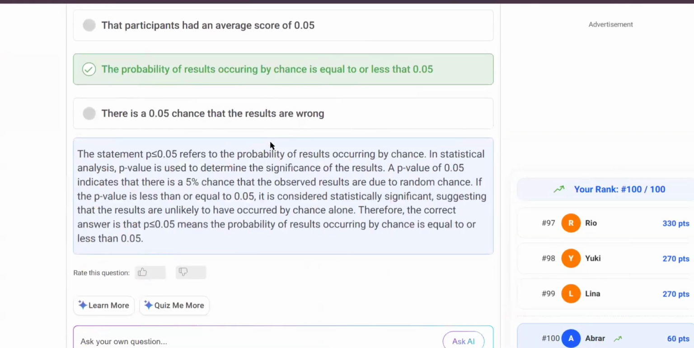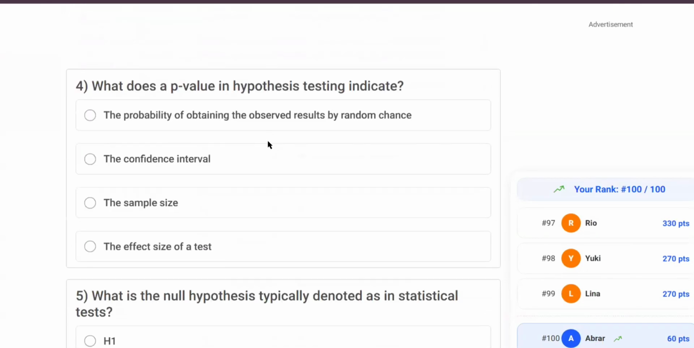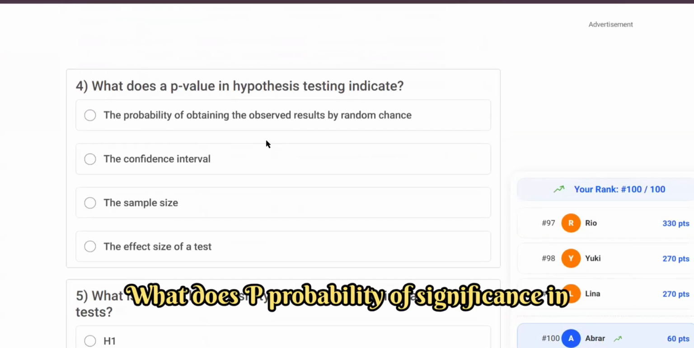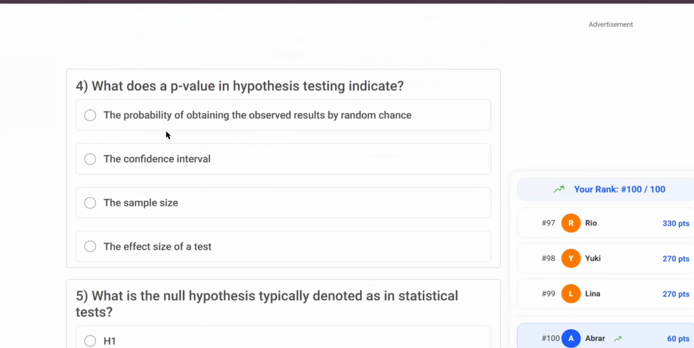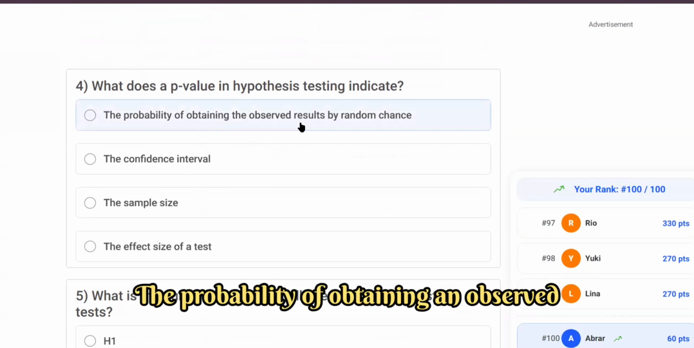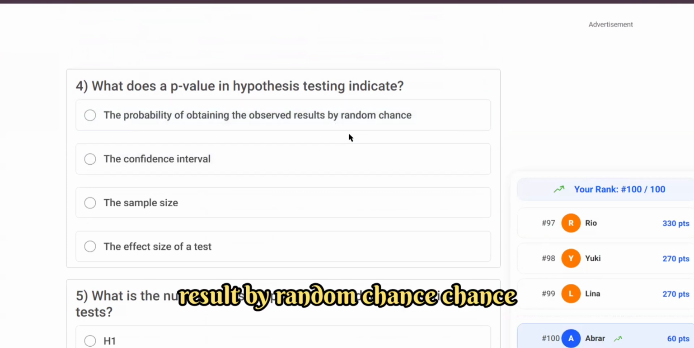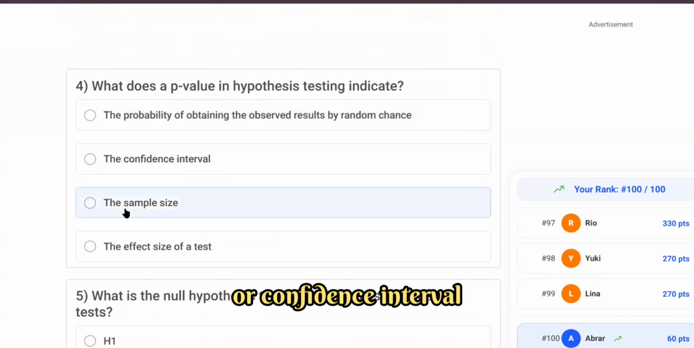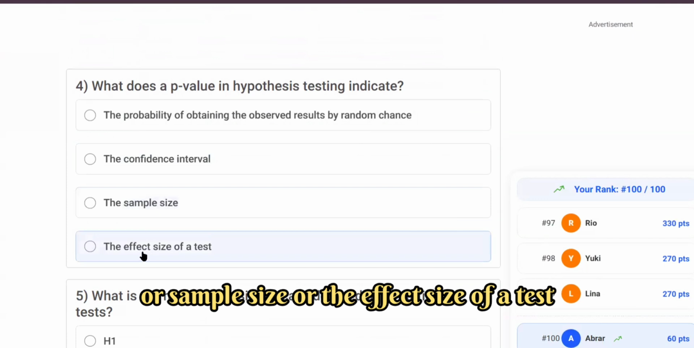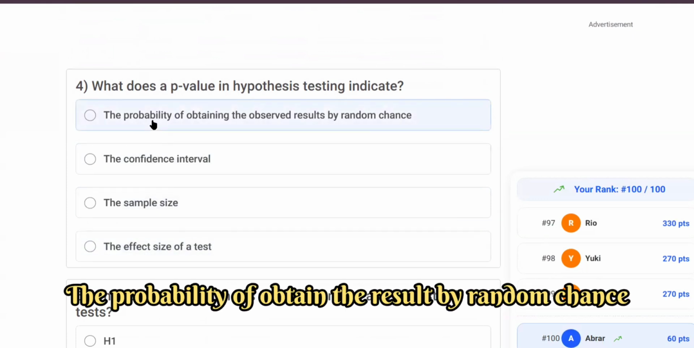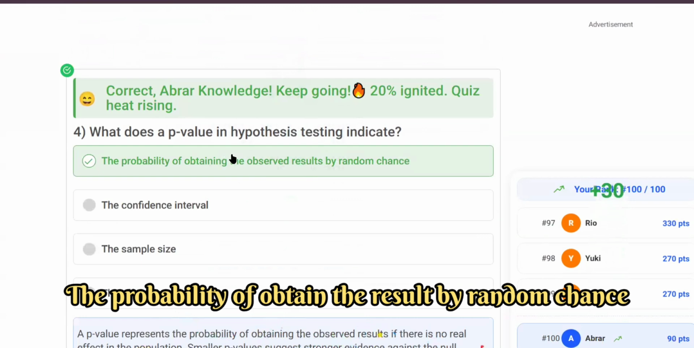This is true. What does P, the probability of significance, in hypothesis testing indicate? The probability of obtaining an observed result by random chance, or the confidence interval, or the sample size, or the effect size of a test? It is the probability of obtaining the result by random chance.